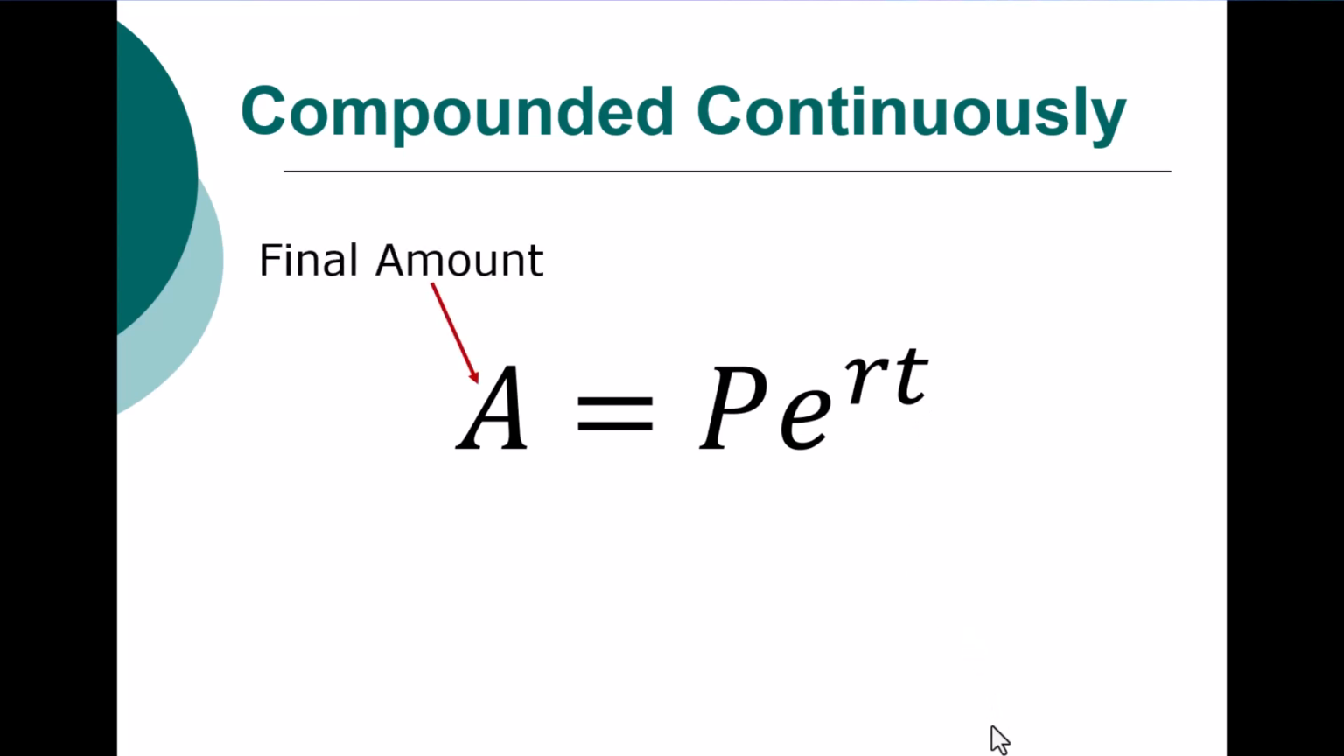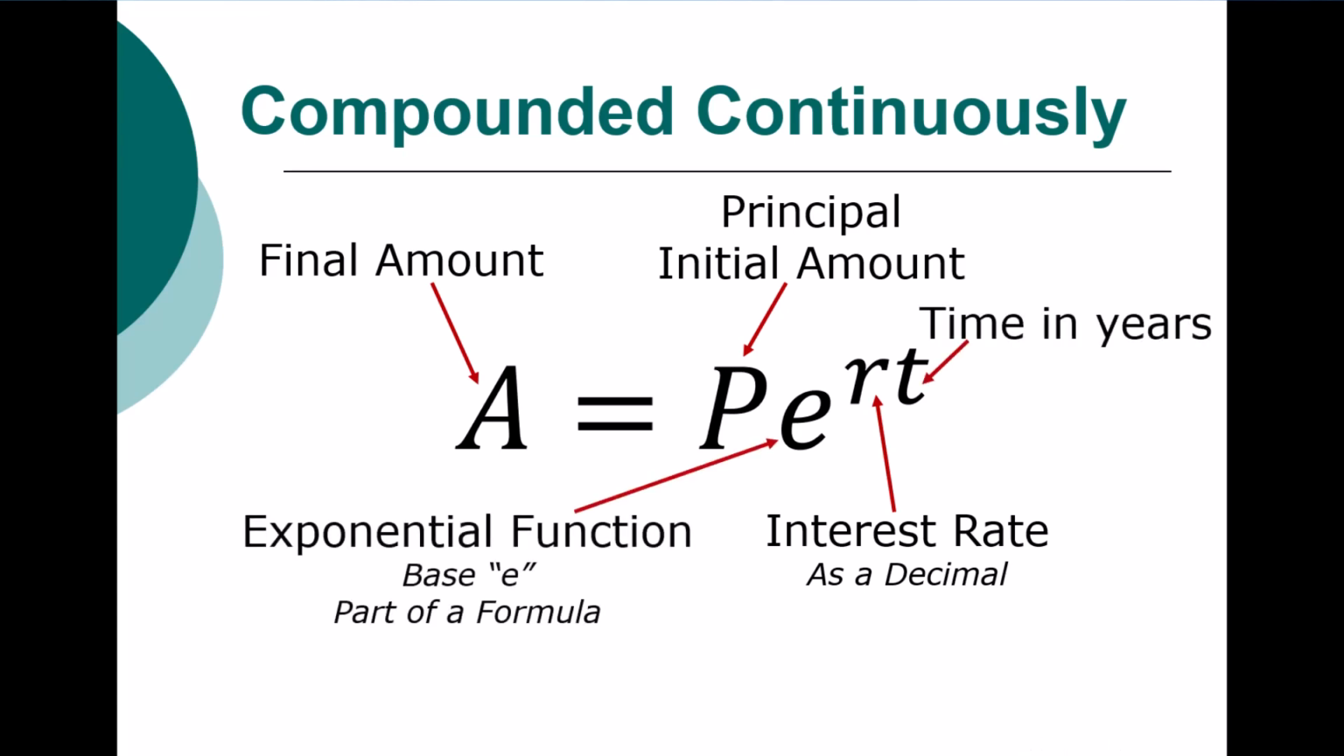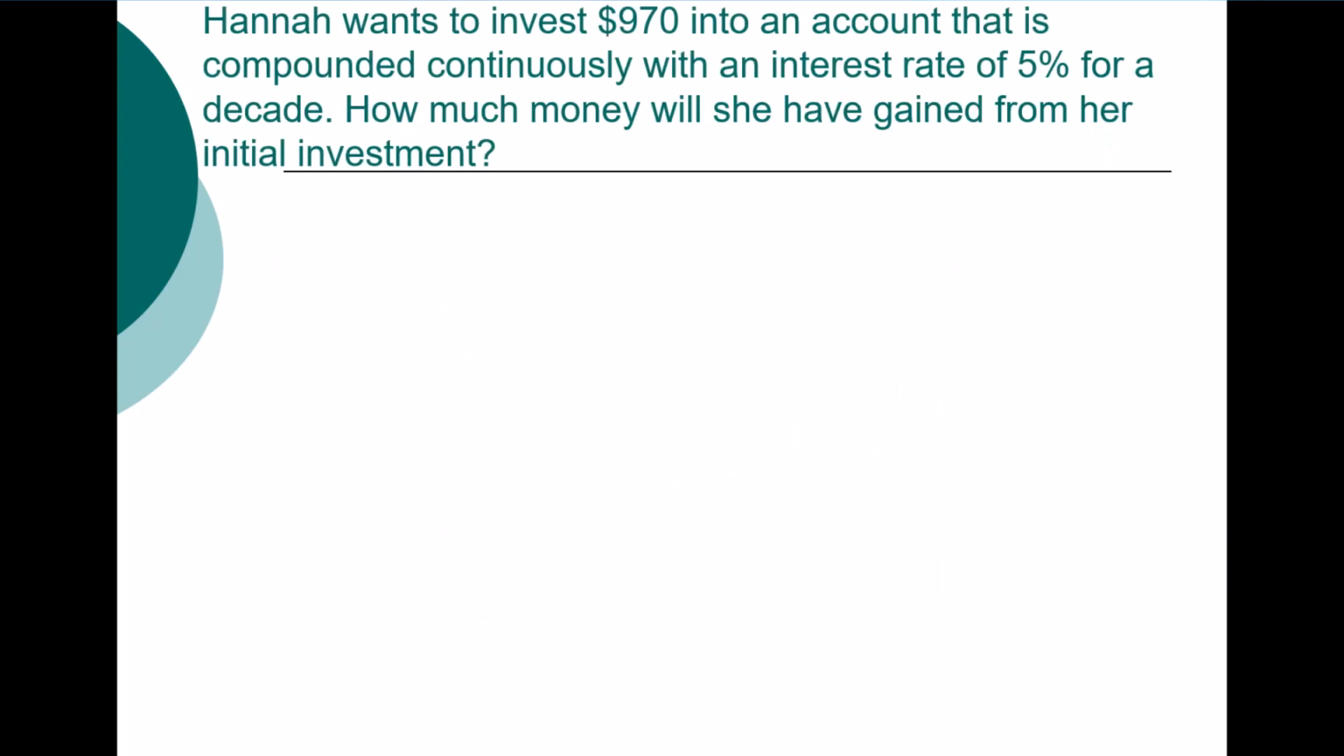Okay, write this down. A is the final amount. P is the principal, or the initial amount. r is the interest rate as a decimal. t is the time in years. And e is Euler's number. This is an exponential function that is part of the formula. All right, now we're looking at this. The key for this is if you hear or read the word continuously, we're using that formula. Make sure you've got it written down.